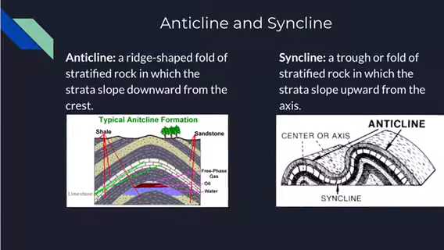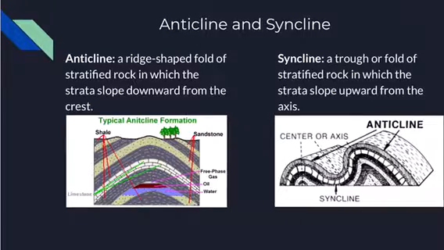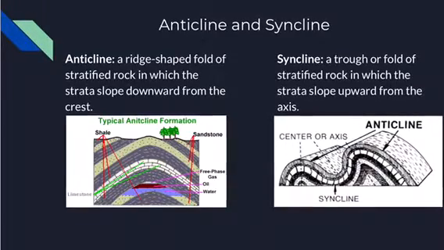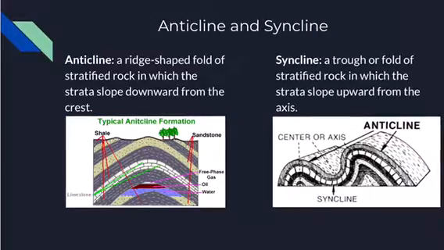Anticline and syncline. An anticline is a ridge-shaped fold of stratified rock in which the strata slope downward from the crest. A syncline is a fold of stratified rock in which the strata slope upward from the axis.